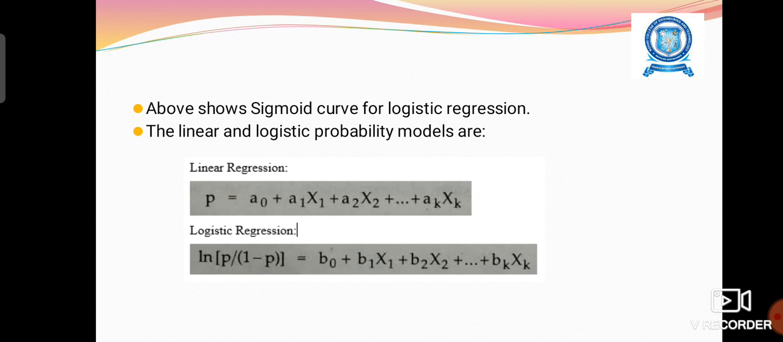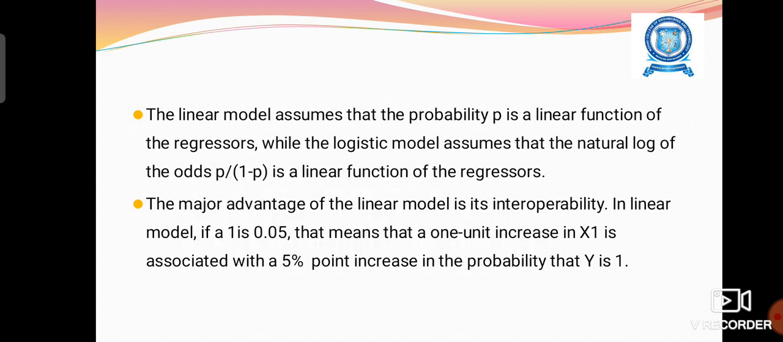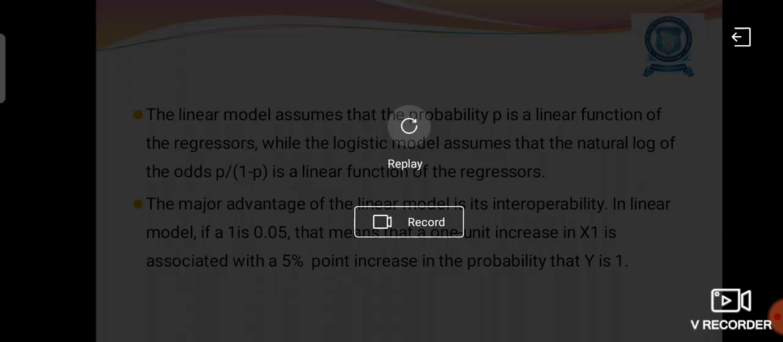When we consider the graph, linear regression will have a straight line and logistic regression will have a curved line. Again, we can see the equations, the difference between linear regression and logistic regression. In linear regression, we simply calculate the probability value, but in logistic regression, we calculate the logarithmic value for the particular probability. The linear model assumes that the probability is a linear function of the regressors, while the logistic model assumes that the natural log of the odds of p is a linear function of the regressors. Thank you.